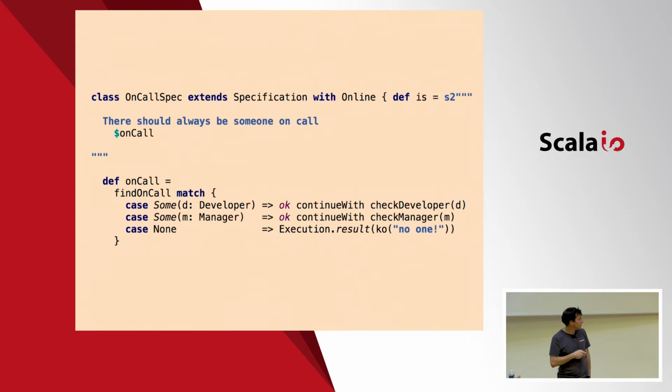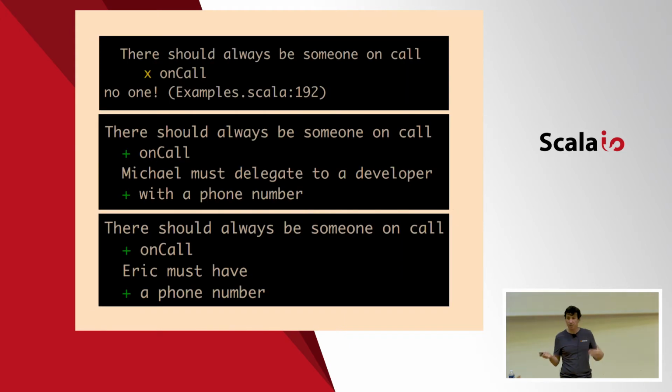So you can write something like that, and when you execute it, you have three different possibilities. Either you don't find anyone on call, that's a failure, or you find someone who's a manager, and you can check that there's indeed a developer that will actually do the maintenance, or you have someone that is a developer directly. So as you can see, the output will be three different specifications, and it's only going to be determined at runtime.